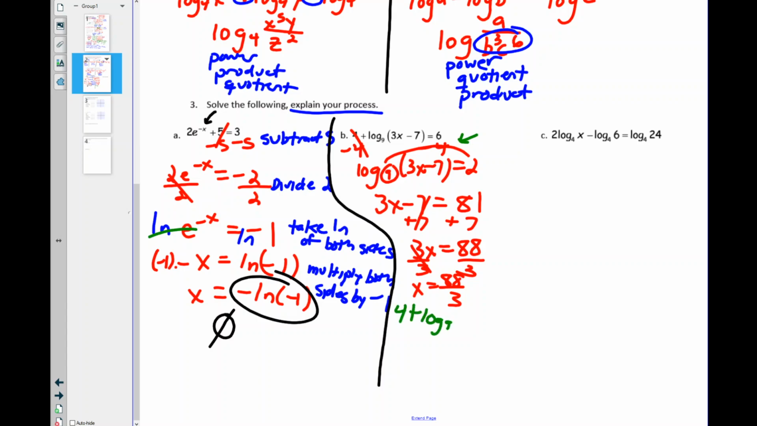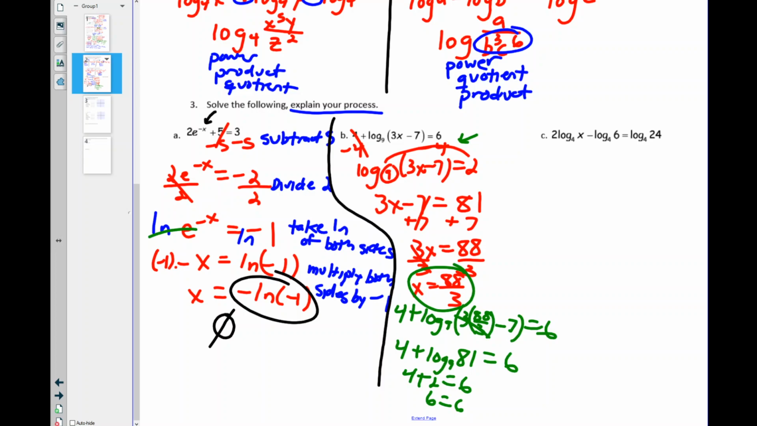Log base 9 of 3 times 88 over 3 minus 7 would have to equal 6. The 3's cancel here. 88 minus 7 is 81. So 4 plus log base 9 of 81 should equal 6. Log base 9 of 81 is 2. You don't have to write down all the steps on the check. Just as long as you say check for extraneous once, that's fine. Because you're just evaluating. And this does check out.